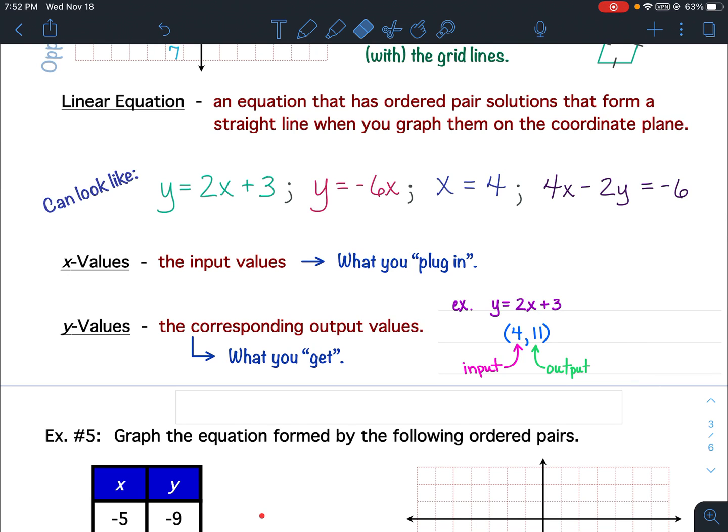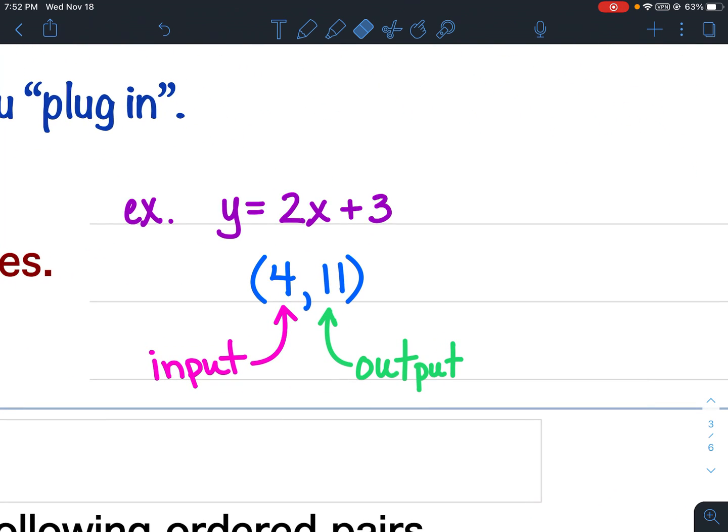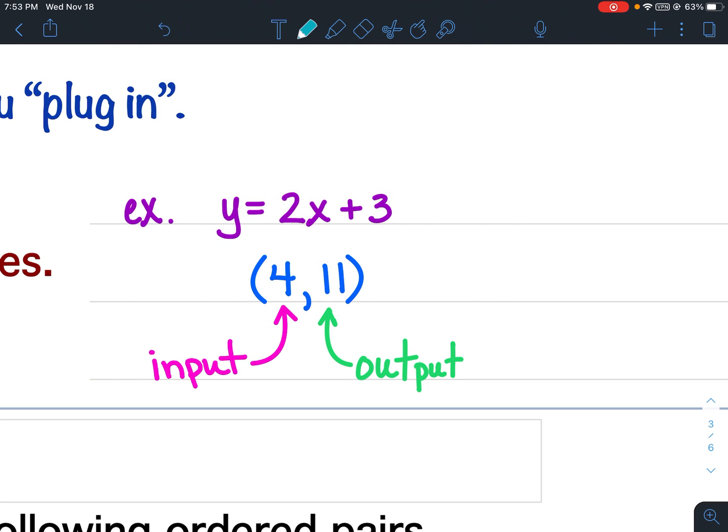So here is an example. I have the example y equals 2x plus 3. That's a linear equation. I'm telling you now that the ordered pair (4, 11) is a solution to that equation. 4 is the input and 11 is the output. In other words, remember this is an ordered pair, so this would be your x coordinate, this would be your y coordinate.